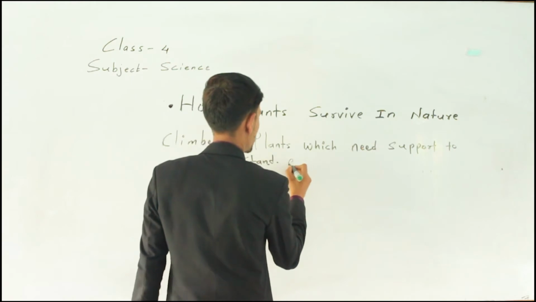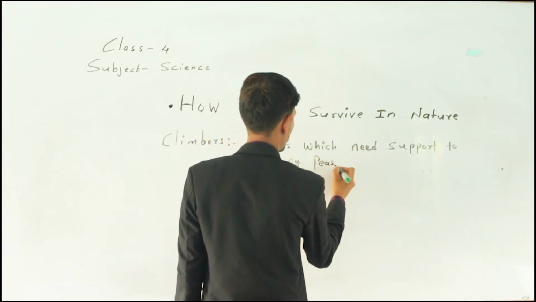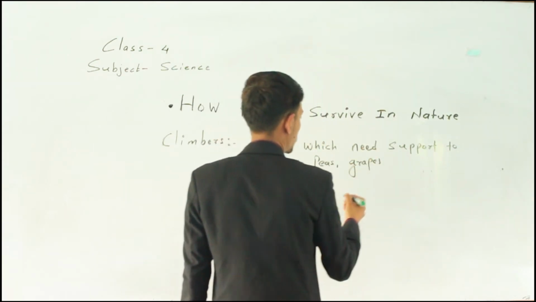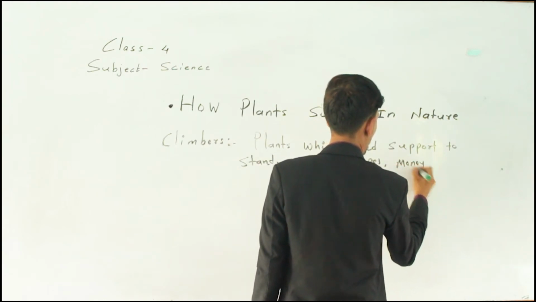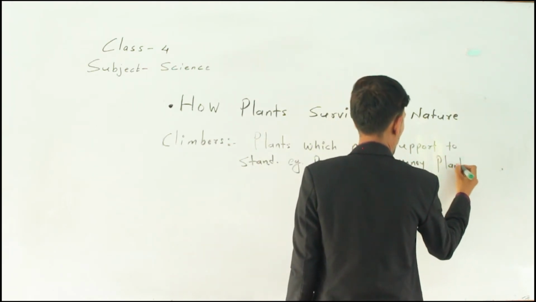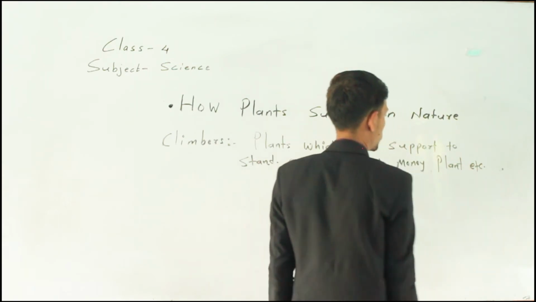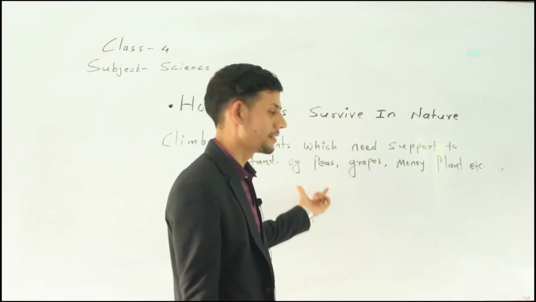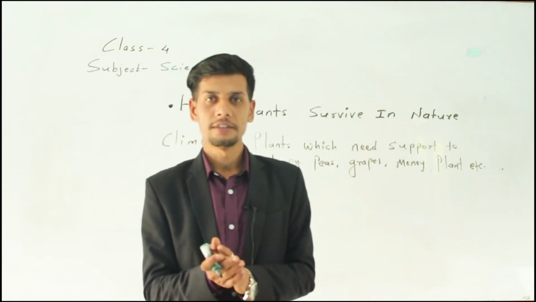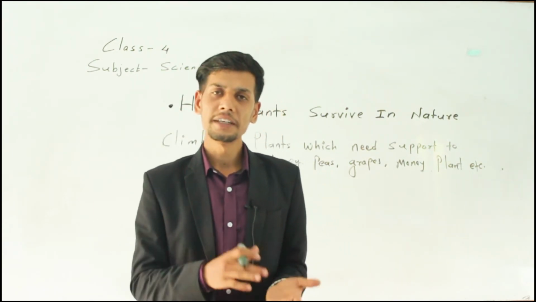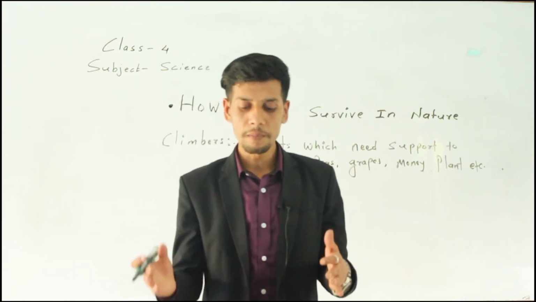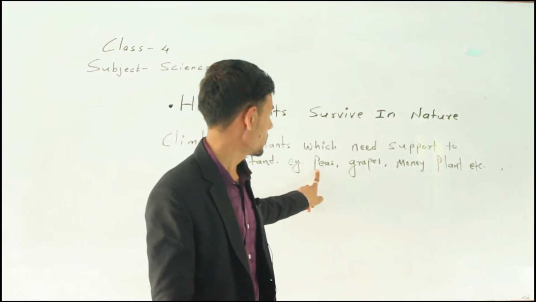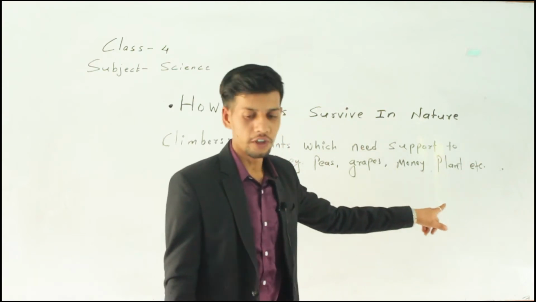So some examples are peas, grapes plant, money plant, etc. These are some examples of climbers, and they need support to stand. They cannot stand by themselves. They need the support of other things to stand. Okay, students.